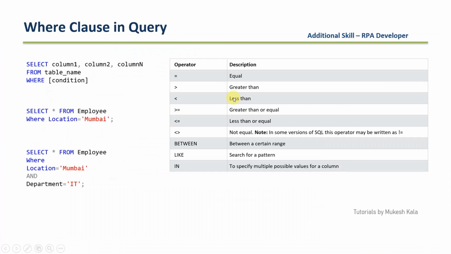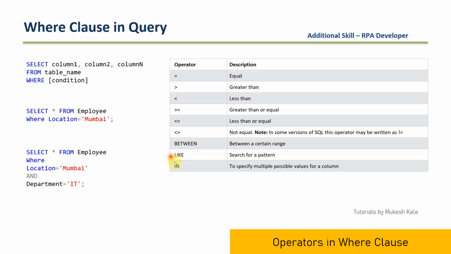I am back in my presentation. You would notice here, this is the syntax for the where clause. Select column 1, column 2 from the table name, and then we have to specify the where condition. Now it is not only restricted to equal to. You can use all these operators in the where clause. Let's say select star from employee where location is not Mumbai. So I will use this symbol. Where location is like MUM. So that will give you a pattern.